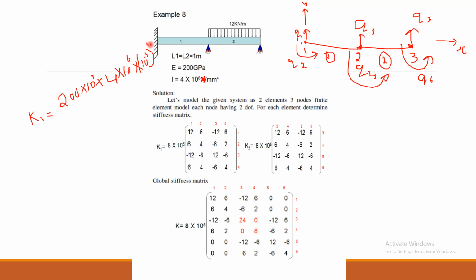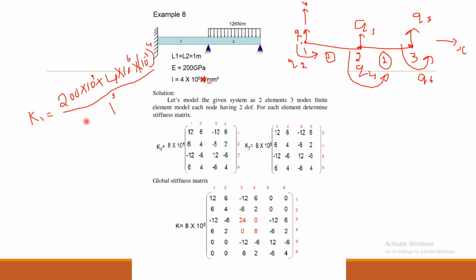Why is it 10 raised to minus 3? Because I just used milli. Milli is 10 raised to minus 3, to the power 4. So the whole is divided by the length of the first element, that is 1 meter, so it becomes 1 cube. If I use the meter, then the whole stiffness matrix will be in the simplified form. That's why I am using the meter unit right now.